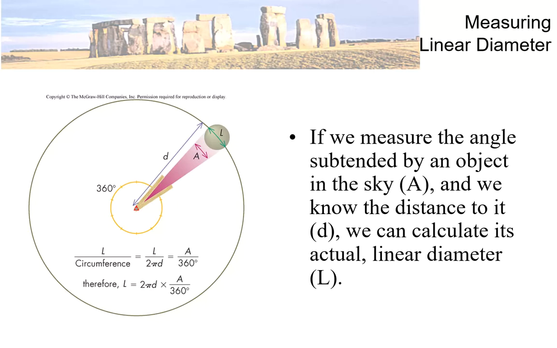So just replace the circumference with 2 pi times the distance. Then solving for length, you just multiply both sides by 2 pi d, and you have the length, the size of this object, is 2 pi times the distance to the object times the angle divided by 360 degrees.